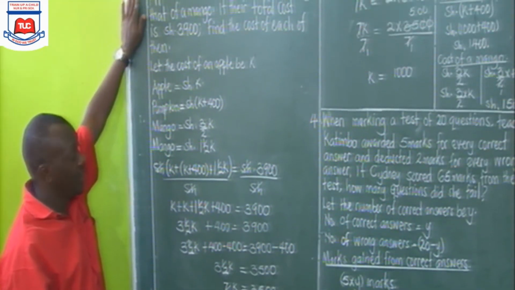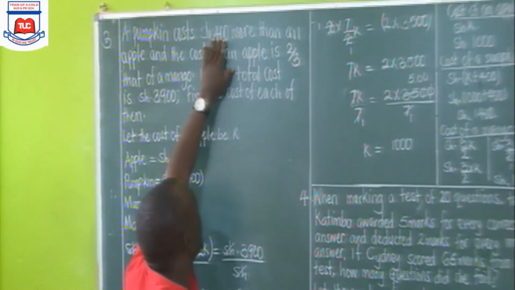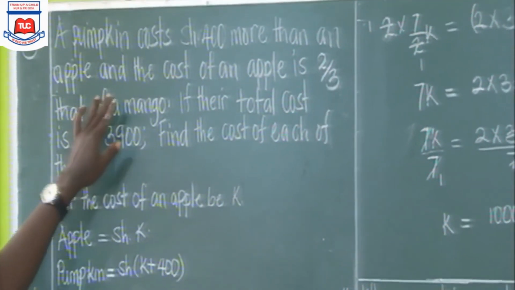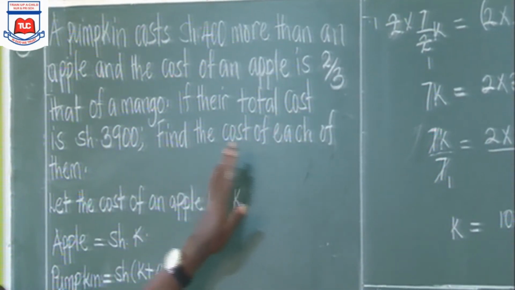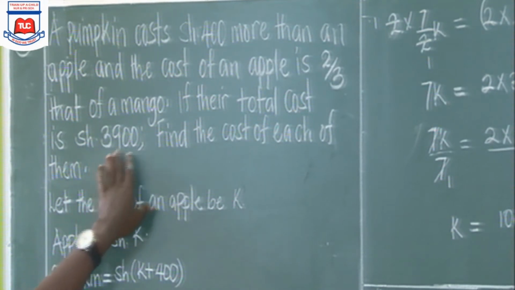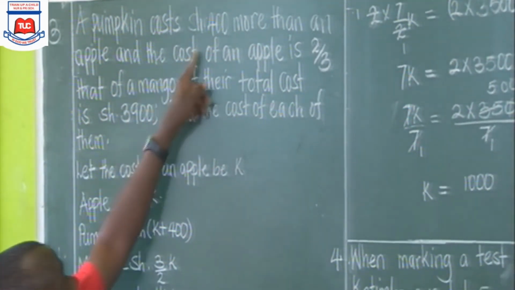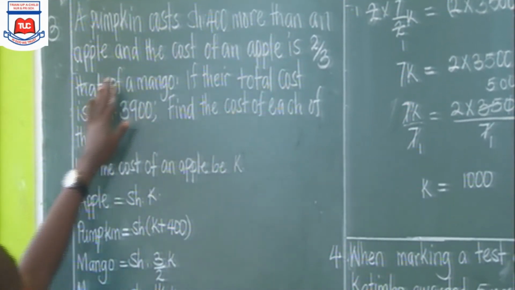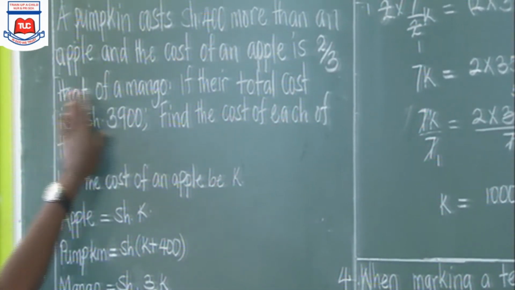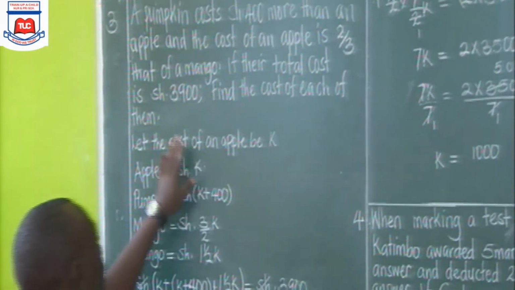Number 3 today reads, a pumpkin costs 400 shillings more than an apple, and the cost of an apple is 2/3 that of a mango. If their total cost is 3,900 shillings, find the cost of each of them. A pumpkin costs 400 shillings more than an apple, and the cost of an apple is 2/3 that of a mango. If their total cost is 3,900 shillings, find the cost of each of them.